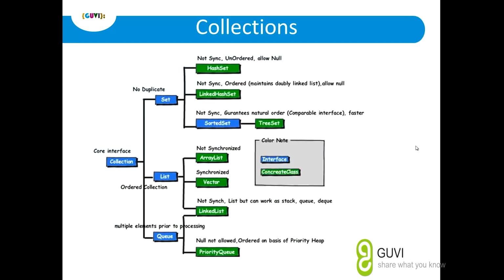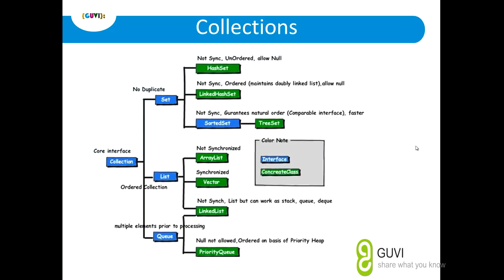So this is the visual representation of all the collection classes and interfaces in Java. Basically, all the collection classes have been initially defined with the core interface called Collection, and from that the next level of division would be set, list, queue, and then on the next slide we will see map as well. Set, as you can imagine, cannot have duplicate items and everything inside it should be a unique value.